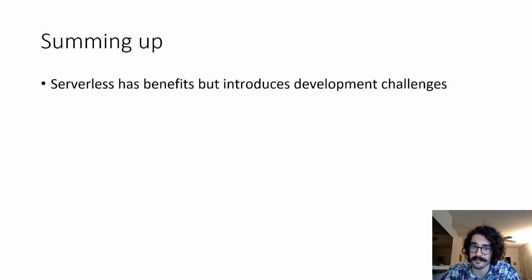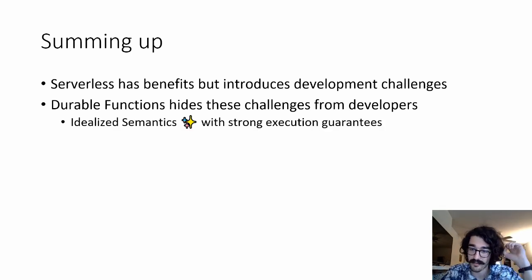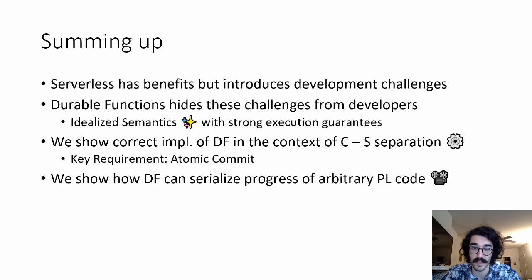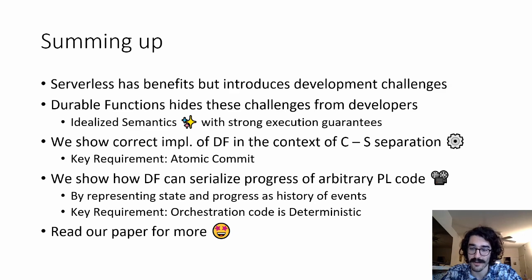So let's sum up. Serverless has benefits, but introduces development challenges. Durable functions hides these challenges from developers with its strong idealized semantics that have very strong execution guarantees. In our paper, we show a correct implementation of durable functions in the context of compute storage separation. And a key requirement is the atomic commit, that the underlying storage needs to support an atomic commit. We then show how durable functions can serialize progress of arbitrary programming language code by representing state and progress as a history of events. If you want to learn more, you can read our paper.